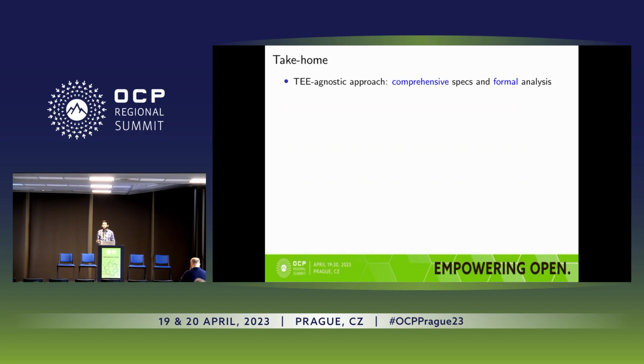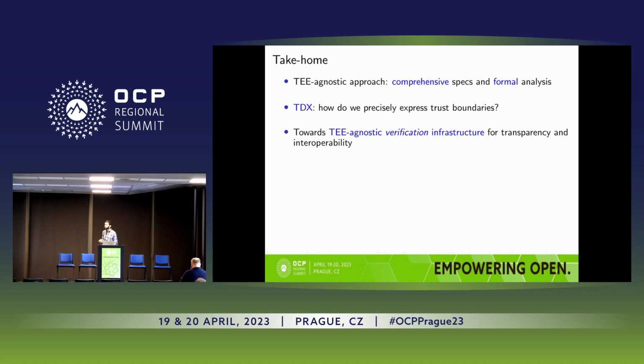The take home from this is that we have a TEE-agnostic approach which provides comprehensive specifications based on the TEE-agnostic architecture that we propose, together with formal analysis. The combination of the two is the most powerful thing that our approach provides, and none of the approaches currently do provide that. For TDX, as we have seen, how do we express precisely the trust boundaries? It's very important. And in the future, we are moving towards a TEE-agnostic verification infrastructure where we verify the whole stack from the bottom up to the top, for transparency and interoperability between the trusted execution environments.